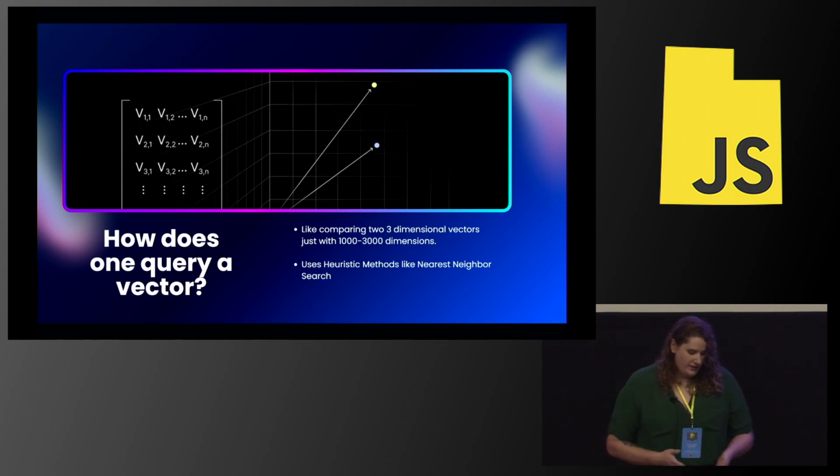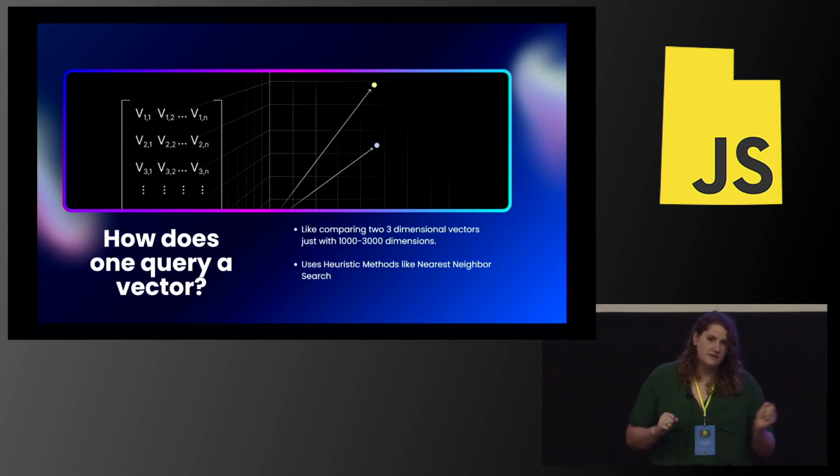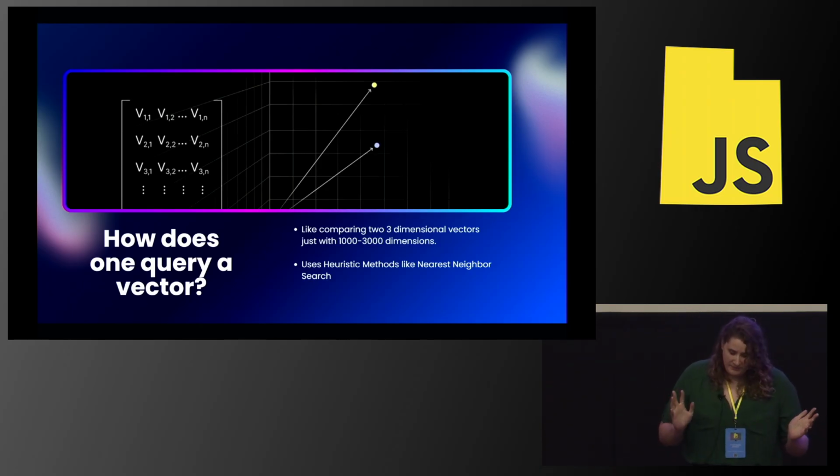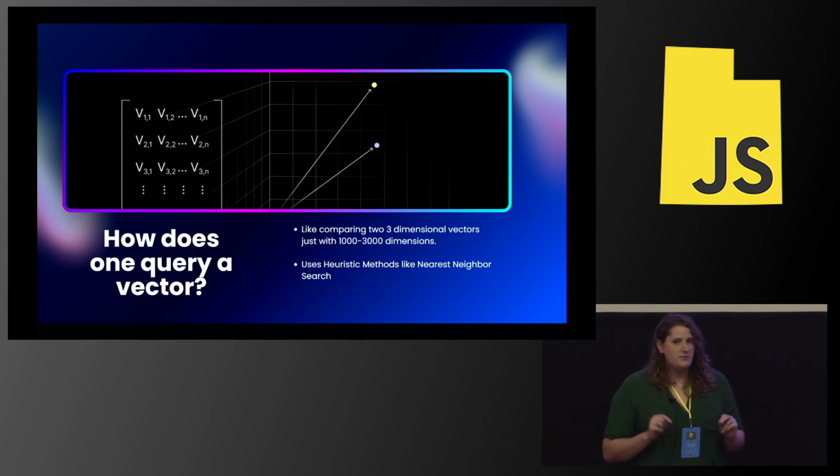But since we have, on average, 1,000 to 3,000 dimensions in these vectors, we have to use heuristic methods, which means close enough. The most popular one I've seen is nearest neighbor search. There are a few others, but I'm not a mathematician and I'm not qualified to speak too much to their merits and whatnot.